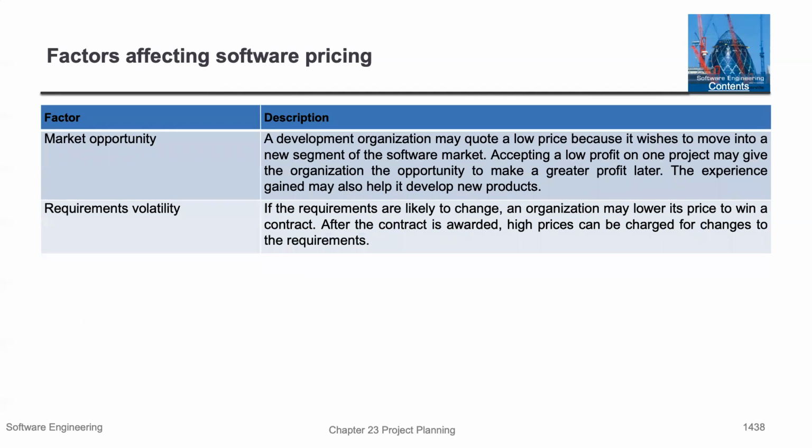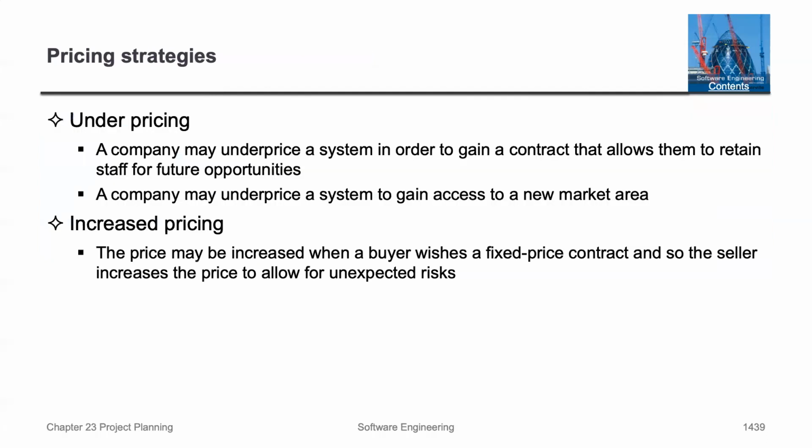In addition there are market opportunity and requirements volatility. Developing organizations may quote a low price because they wish to move into the market. So that might be an opportunity. If there's a lot of requirements volatility, that's definitely going to create more uncertainty, and that's going to impact the price. For underpricing as a strategy, a company may underprice in order to gain a contract that allows them to maintain staff for future opportunities, enter into a market, or something like that.